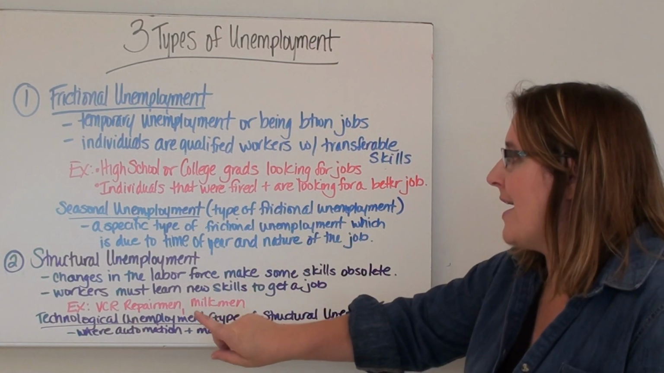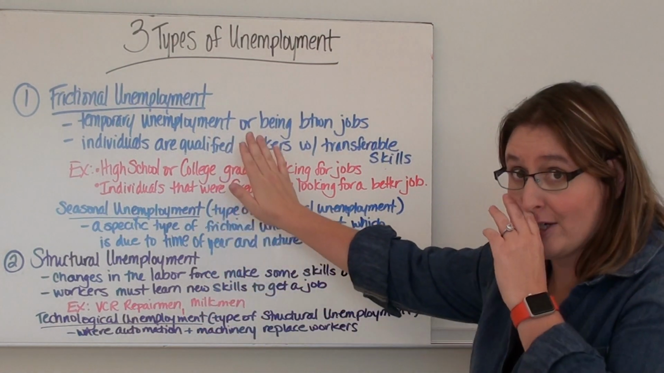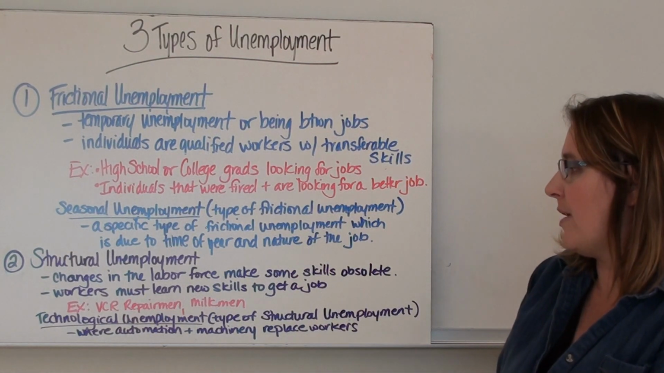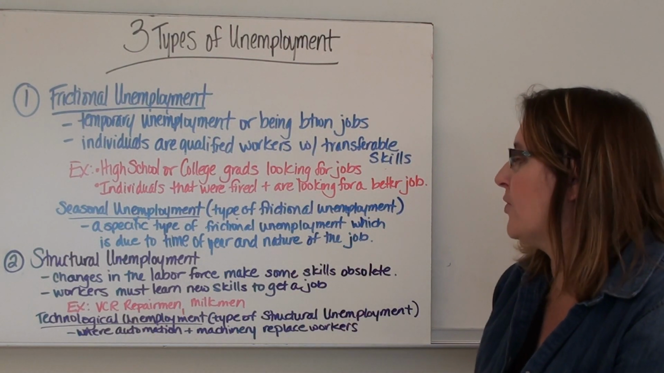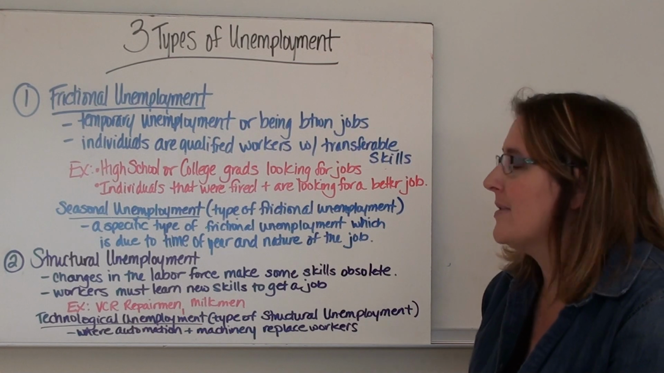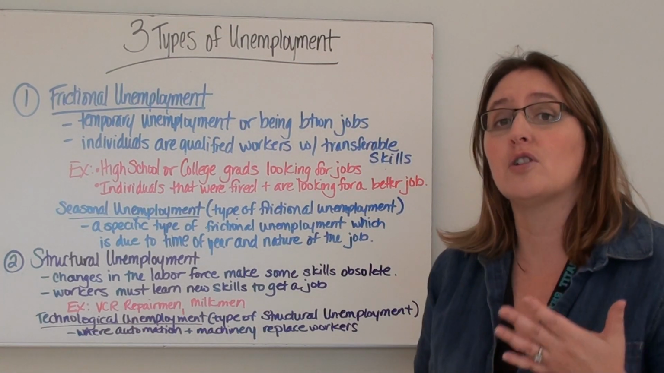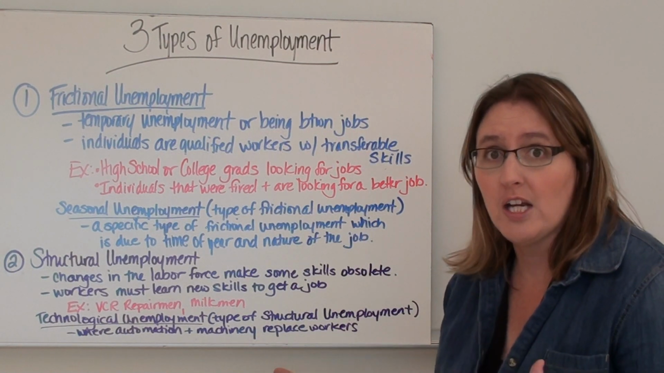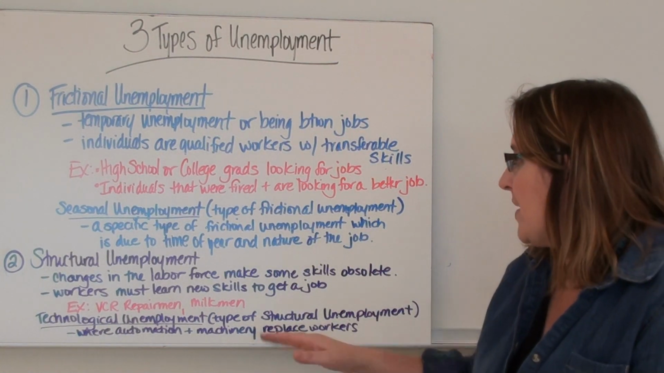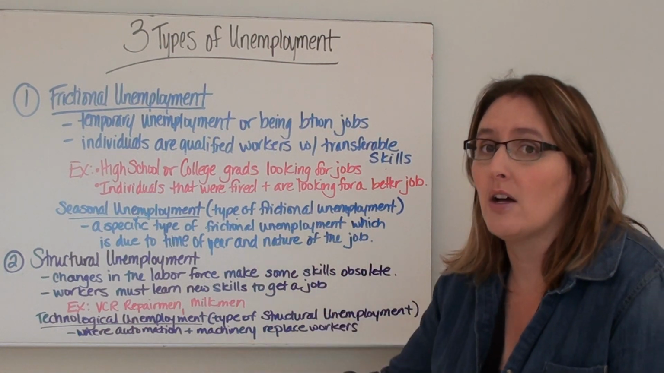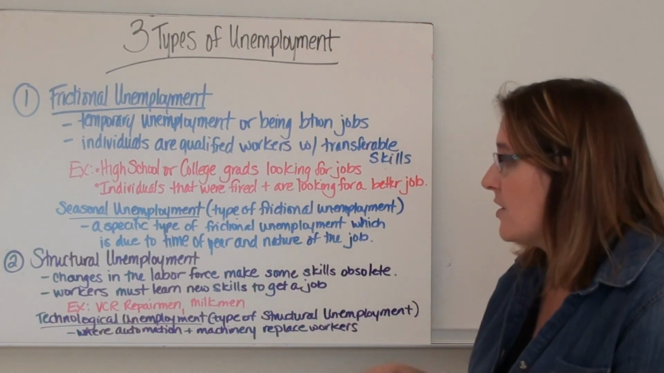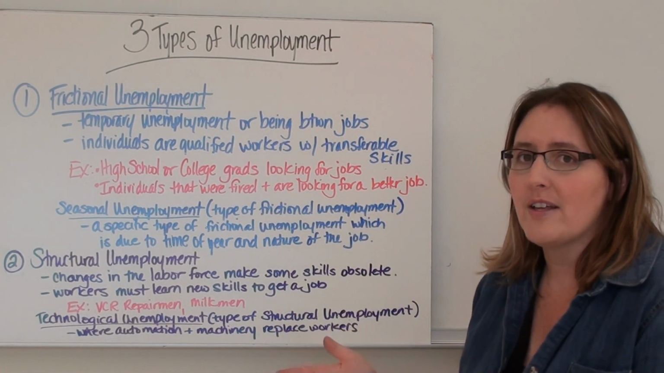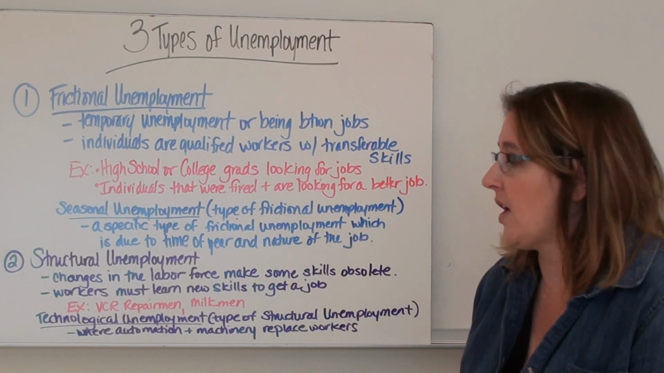Okay, and then the second type of unemployment, so we have frictional. The second type of unemployment is structural unemployment, and these are changes in the labor force that make some skills obsolete. So these are people that lose their job because they are no longer needed anymore, because the labor force has changed and we don't need that skill anymore. These workers need to learn a new skill in order to get another job. So they're in between work, but not because they moved or anything like that, but because they need to learn a new skill.